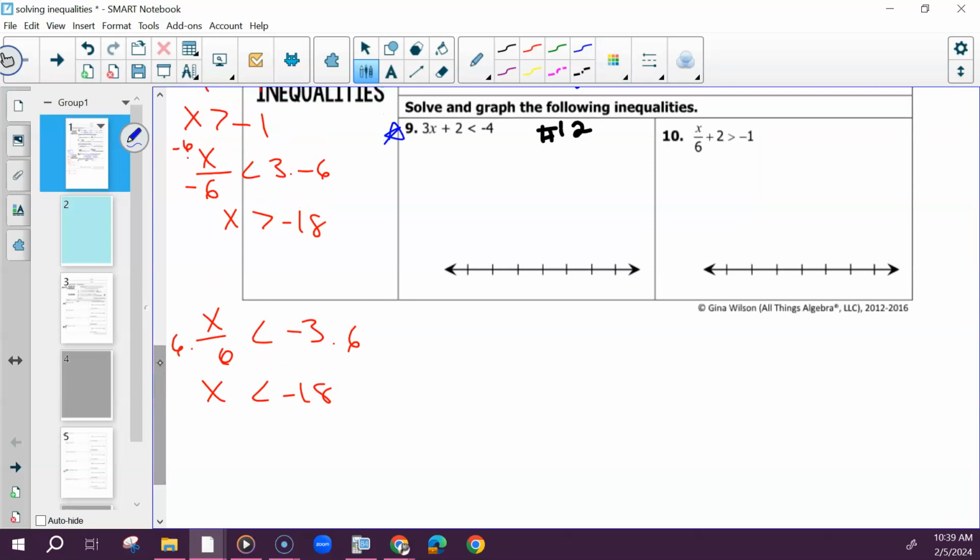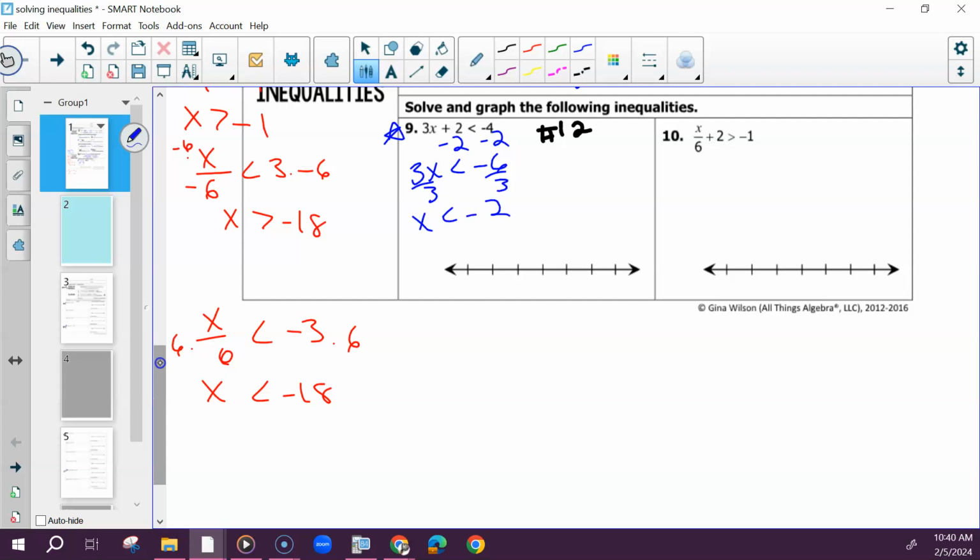The nice thing about solving inequalities is it's the exact same as solving equations. You just have to think about the sign. So how do I solve this? Back to both sides. And then divide by 3. Divide by 3. Is the sign going to change? No.